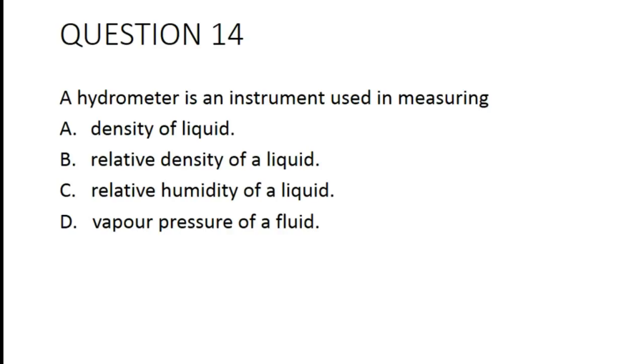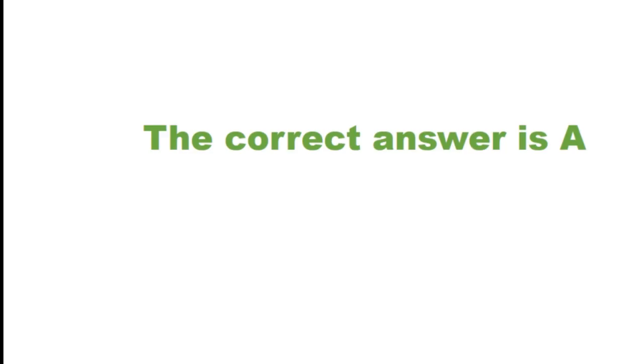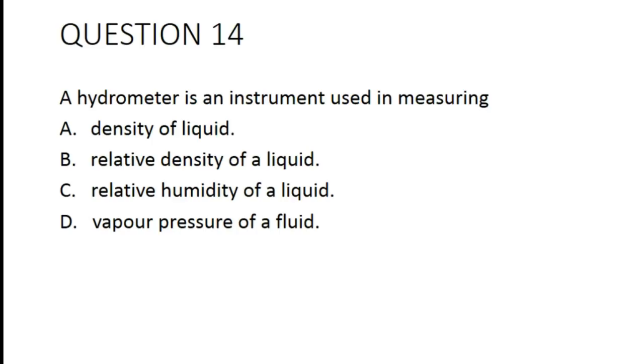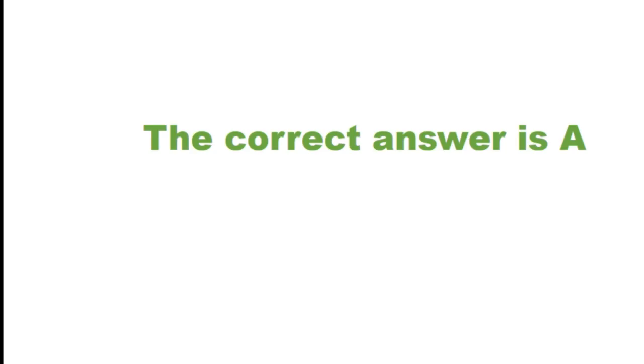Question 14. A hydrometer is an instrument used in measuring A, density of liquid, B, relative density of a liquid, C, relative humidity of liquid, D, vapor pressure of fluid. The correct option here is option A. We use a hydrometer to measure density of a liquid.